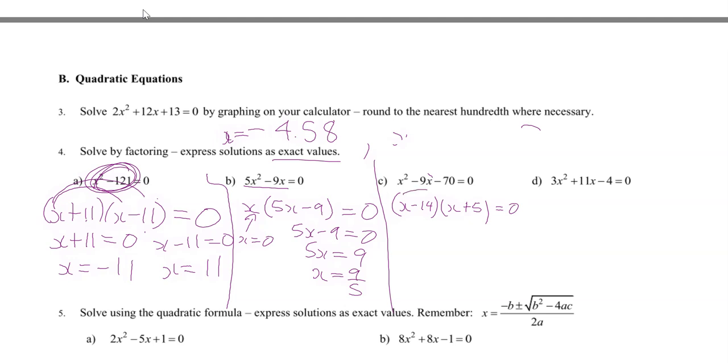Now, anytime you factor, you check. x squared plus 5x minus 14x will be minus 9x minus 70. So you factor, you check. That checks. x minus 14 is 0, x equals 14. x plus 5 equals 0, x is negative 5.